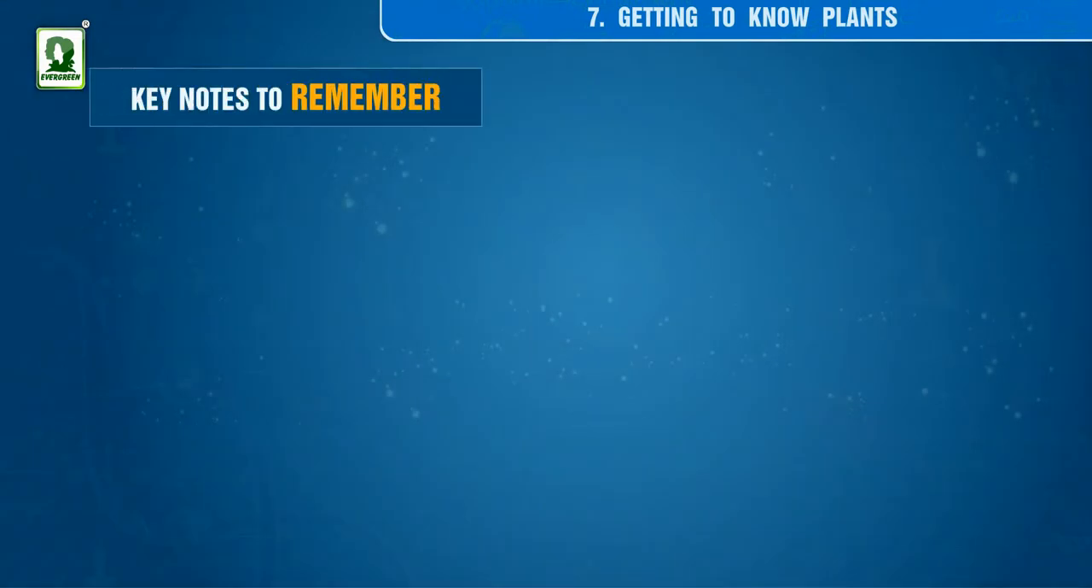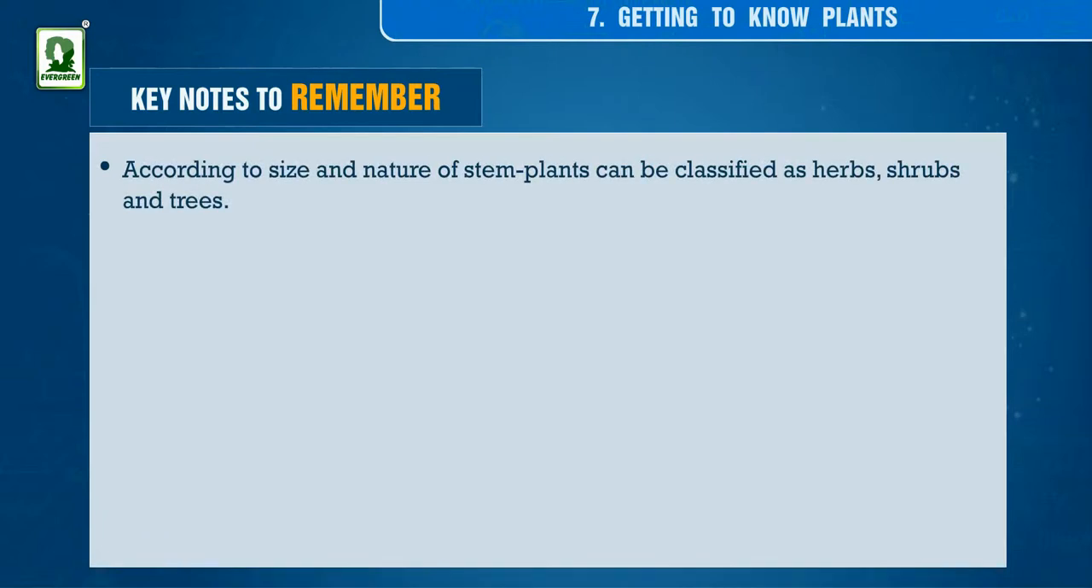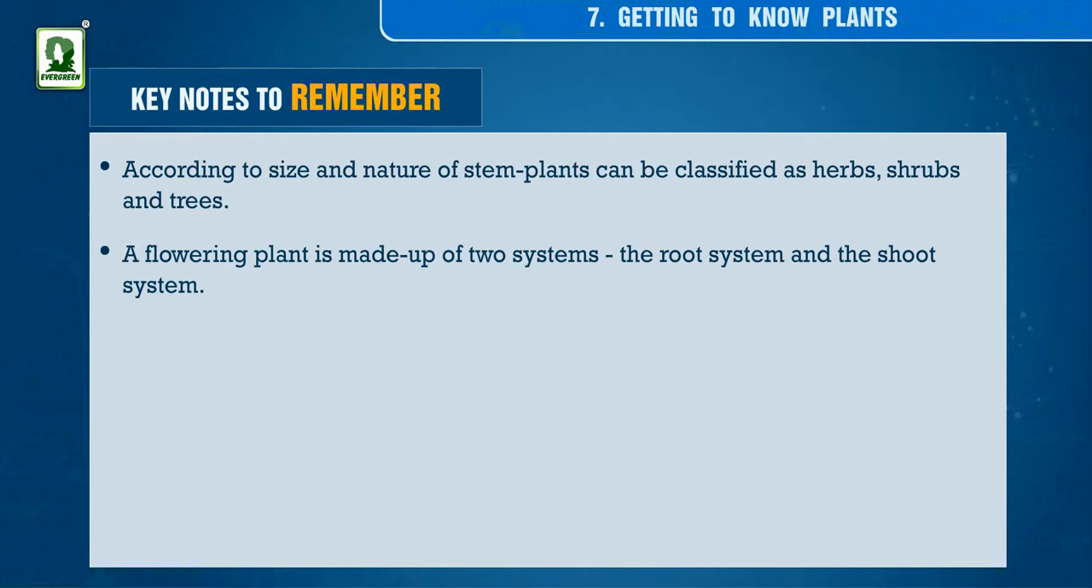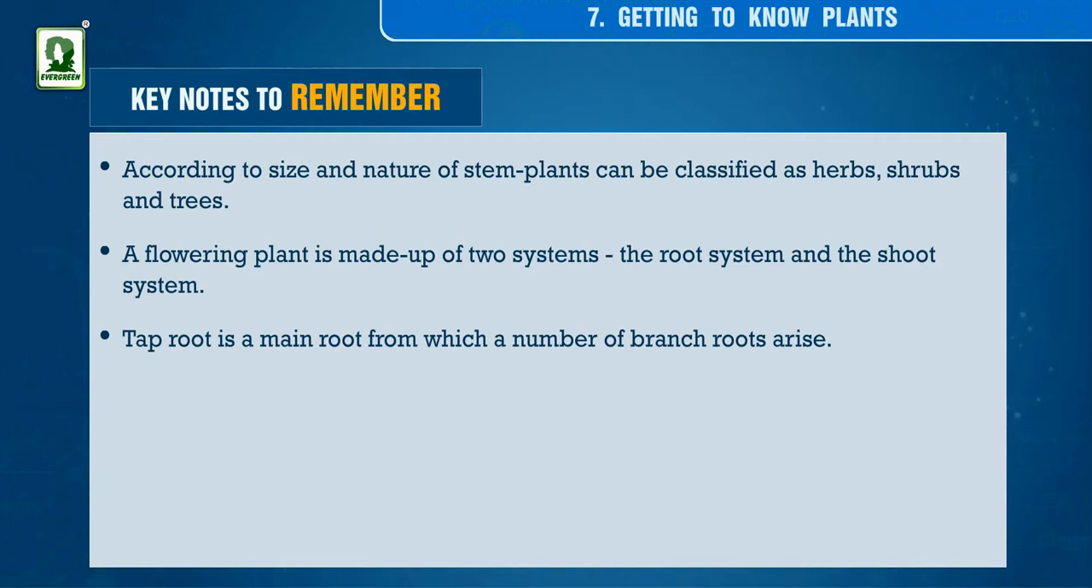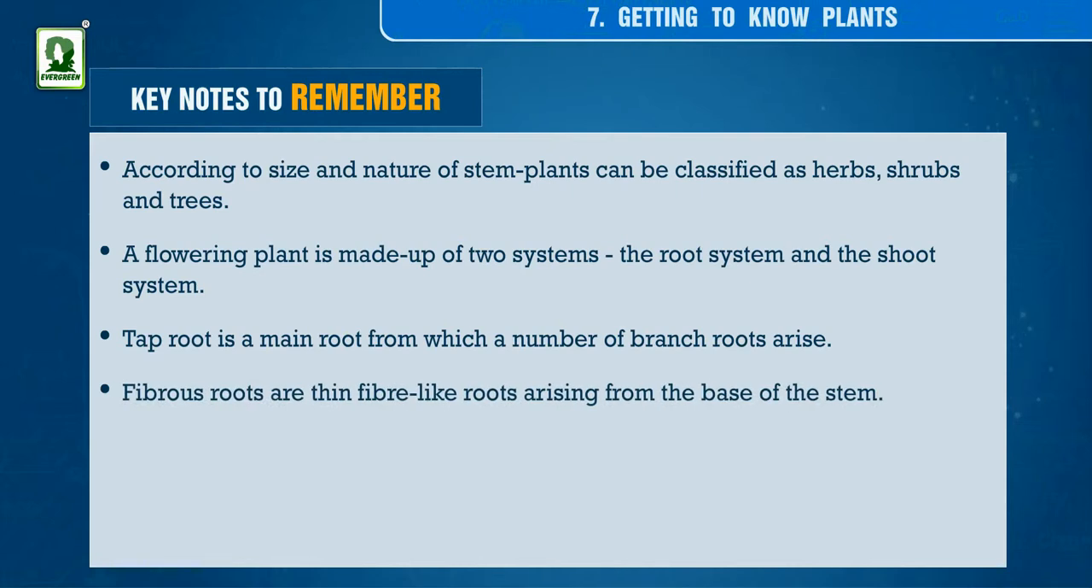Keynotes to remember. According to the size and nature of stem, plants can be classified as herbs, shrubs, and trees. A flowering plant is made up of two systems, the root system and the shoot system. Taproot is a main root from which a number of branch roots arise. Fibrous roots are thin, fiber-like roots arising from the base of the stem.